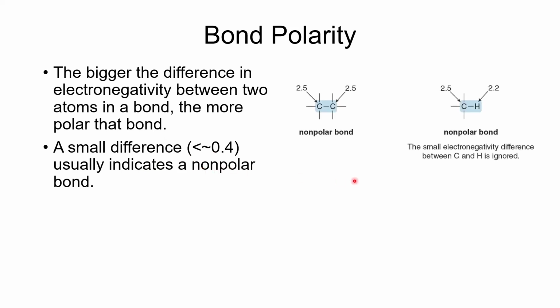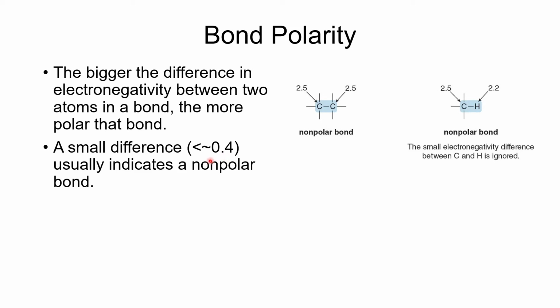So for example, here we've got carbon-carbon. Well, they're both an electronegativity of 2.5. That means that that bond is going to be completely nonpolar. The electrons will be shared evenly between those two carbons. Between carbon and hydrogen, carbon's 2.5, hydrogen's 2.2. That's a difference of about 0.3. And with it being a pretty short bond, we will find that this ends up being considered a nonpolar bond.